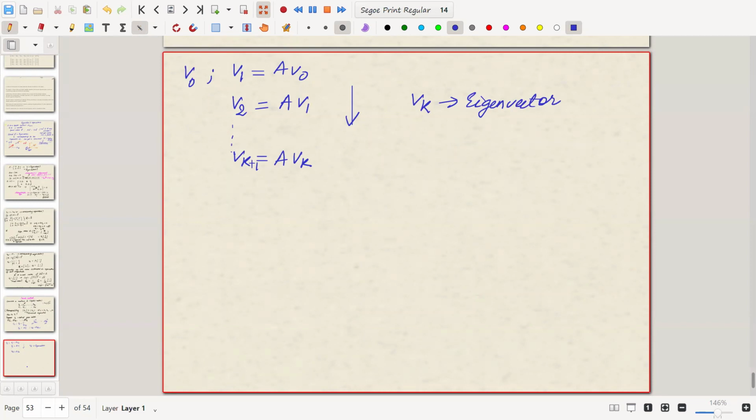Now, you have the eigenvector, but what you were after is the eigenvalue, right? You wanted the eigenvalue, but you got the eigenvector. Can you tell me how, using this eigenvector, you can find the eigenvalue?